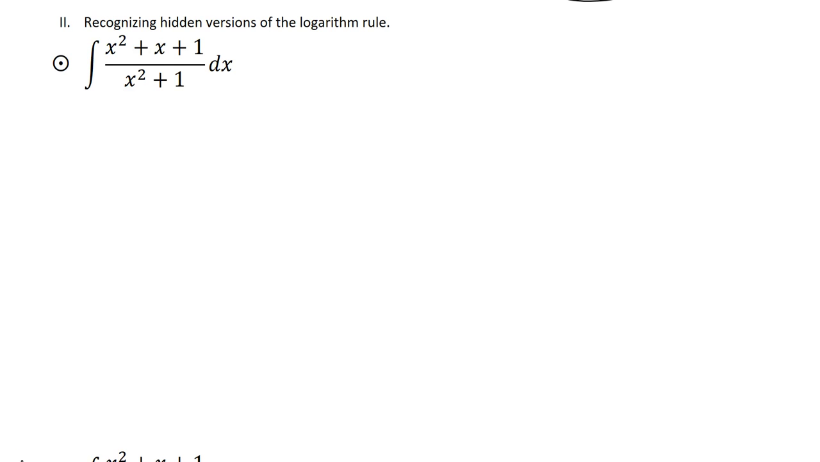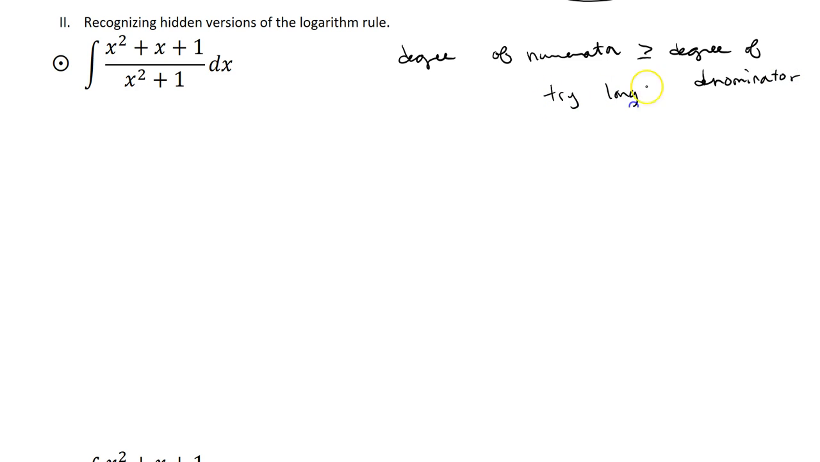These can be some of the most difficult integrals to recognize. For some reason, sometimes they're hidden. So sometimes hidden forms of the logarithm rule will show up in situations like this. Anytime you've got a rational expression that you're trying to integrate and the degree of the numerator is greater than or equal to the degree of the denominator, like in this case they have the same degree, you want to try long division because it may allow you to actually integrate, whereas you couldn't before.